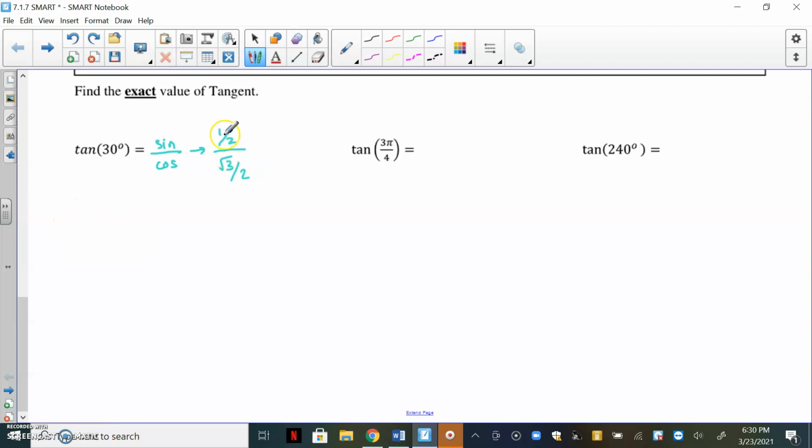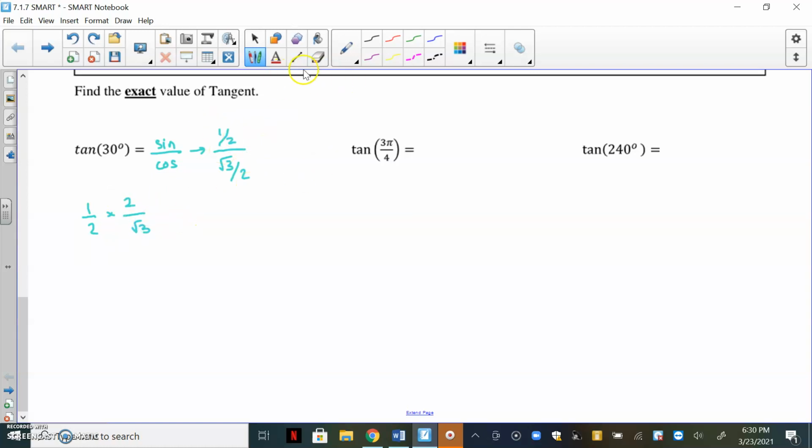You keep the top one the same. You change the division to a multiplication sign. And then you flip the bottom one. You flip the second one. So instead of root 3 over 2, you do 2 over root 3.